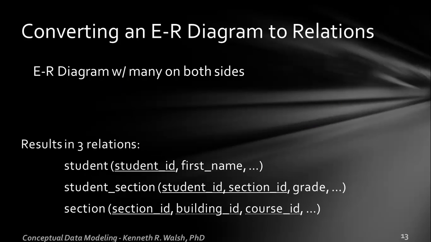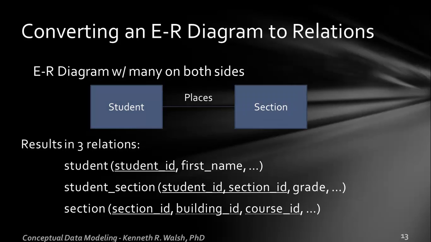Let's look at another example though. In the student places section relationship, with the student and section entities, we allowed for many on both sides. So a student places from 0 to many sections, and a section is placed by 0 to many students. Okay, many on both sides. We end up with 3 relations after we normalize.